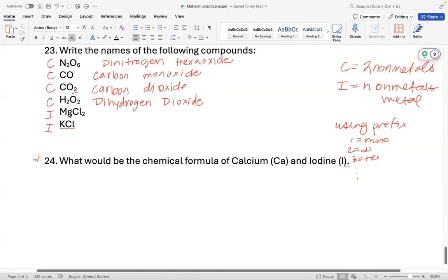All right, now we're into the ionic. For ionic, we don't use the prefixes. Ionic's a little bit simpler. We just list them as we see them, making sure that we change the ending to "ide." So magnesium chloride. I don't have to worry about the 2. Same with the KCl. It's just going to be potassium chloride. Don't have to add any prefixes to ionic compounds.